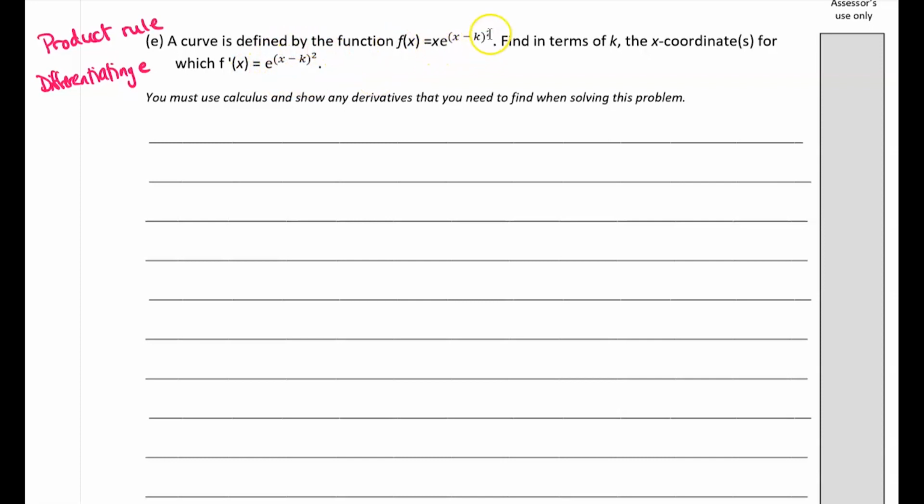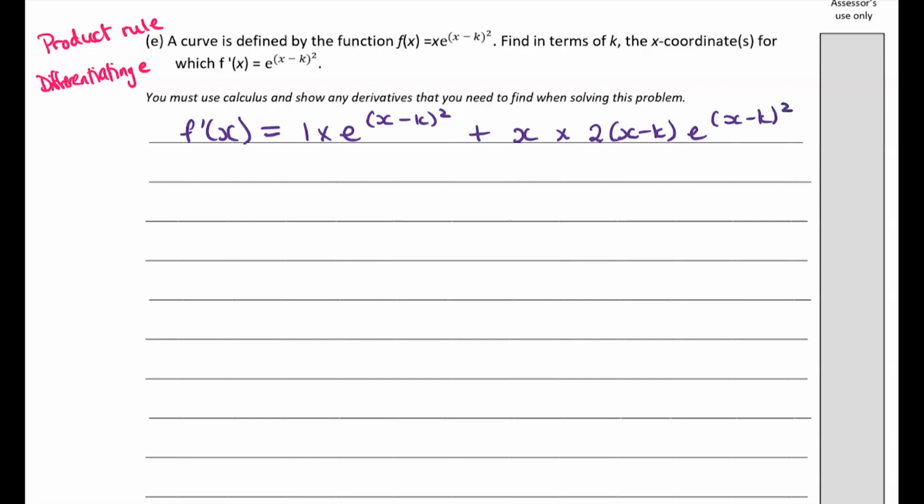So let's first of all start by differentiating f of x. For the product rule, we're going to differentiate x, times it by the original of the other one, and then do that the other way round. So if we differentiate e to the x minus k squared, we've got a chain rule within a chain rule. That becomes 2x minus k e to the x minus k squared.